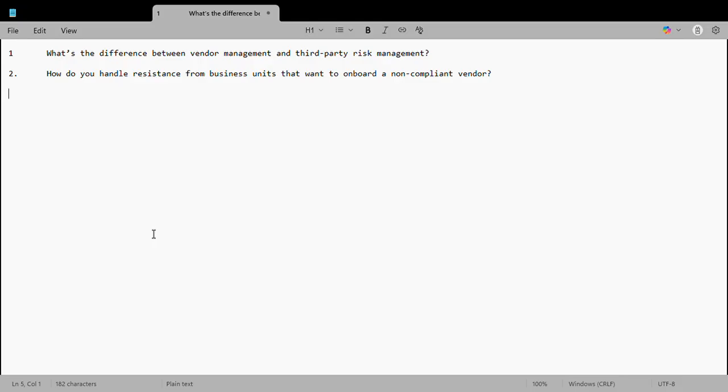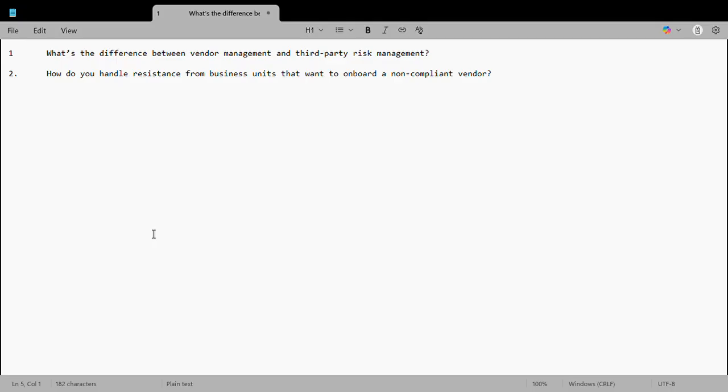Good morning team. Today we will discuss what is the difference between vendor management and third party risk management. Second question, how you handle resistance from business units that want to onboard a non-compliant vendor. Both questions are very important.